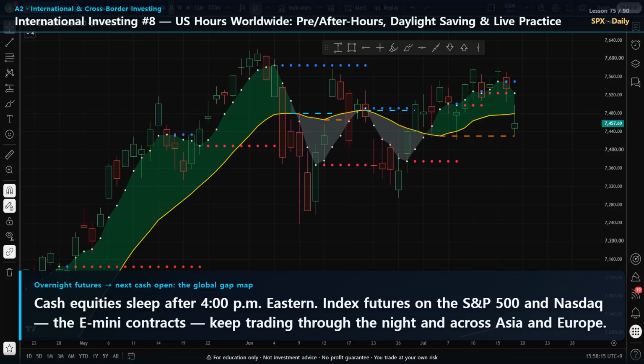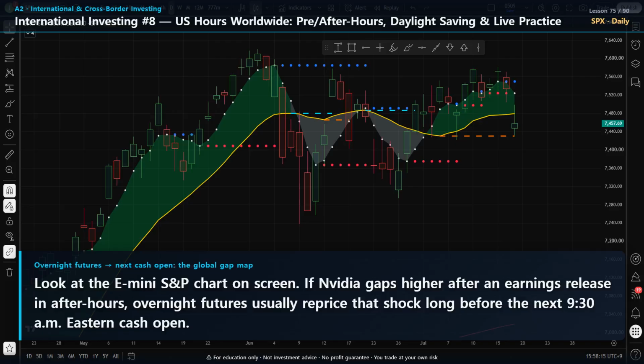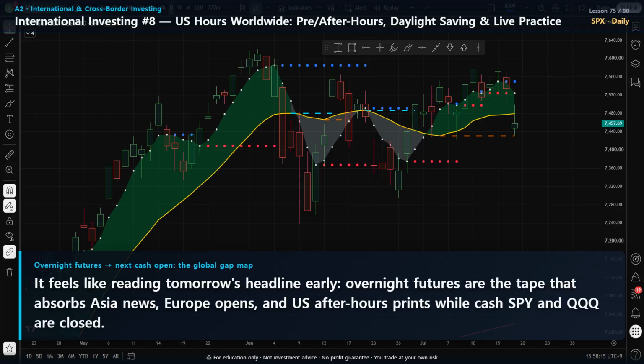Index futures on the S&P 500 and the E-mini contracts keep trading through the night and across Asia and Europe. Look at the E-mini S&P chart on screen. If NVIDIA gaps higher after an earnings release and after hours, overnight futures usually reprice that shock long before the next 9:30 a.m. Eastern cash open. It feels like reading tomorrow's headline early.